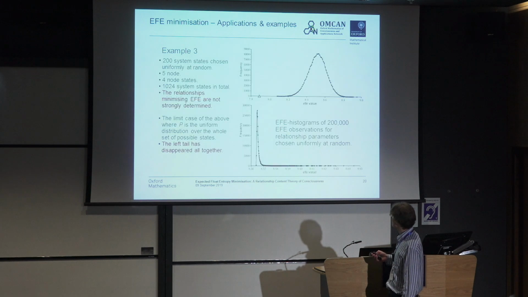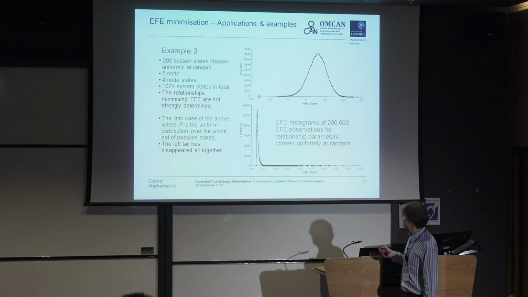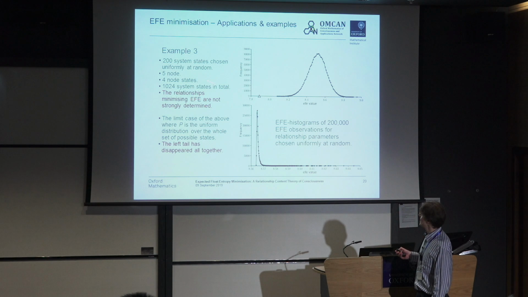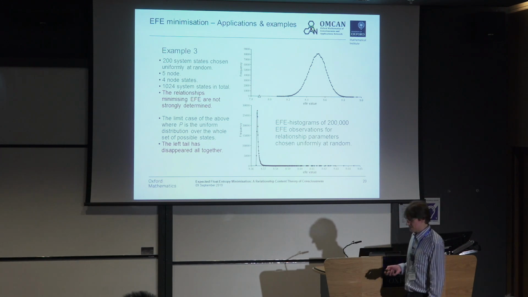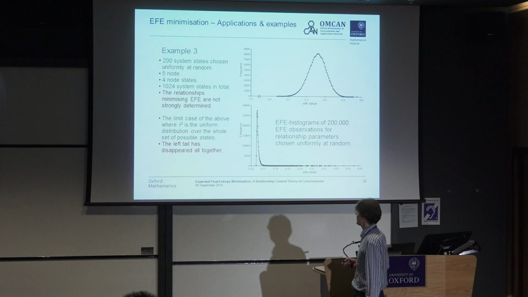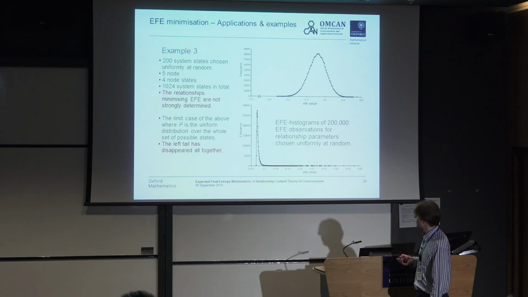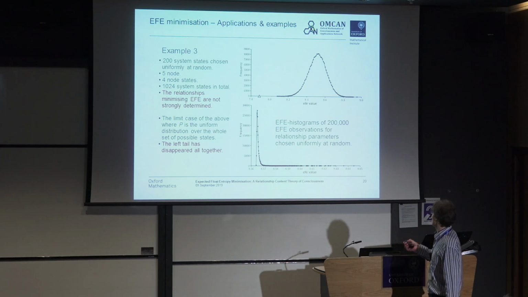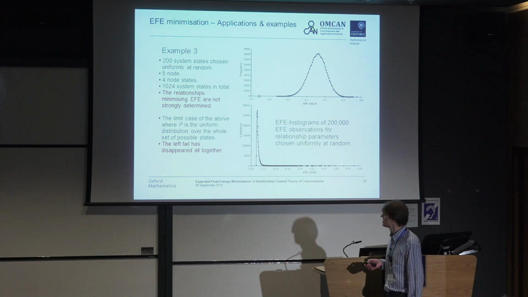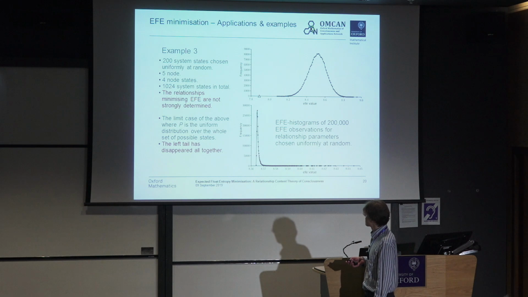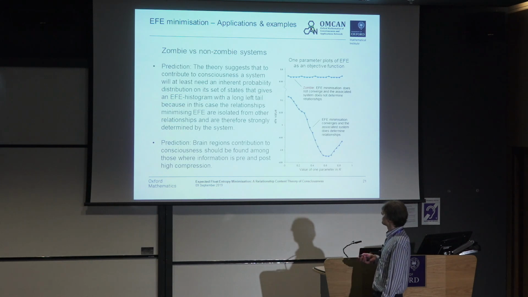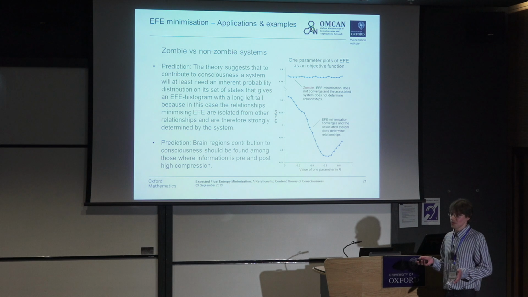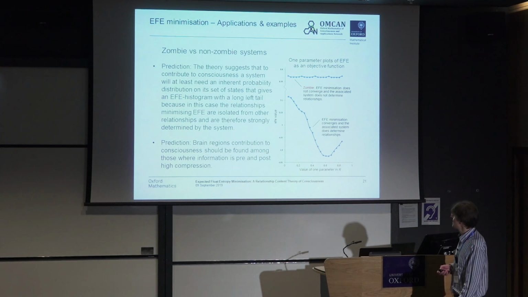So it's not picking out relationships. And if we actually go to the limit, so we don't just take 200, we take thousands, then the left tail drops off altogether. So basically we don't have a left tail anymore, so it's not going to be convergent at all. Okay. So in some sense, there's a kind of zombie type situation, I guess.